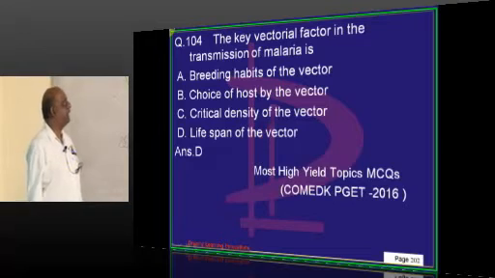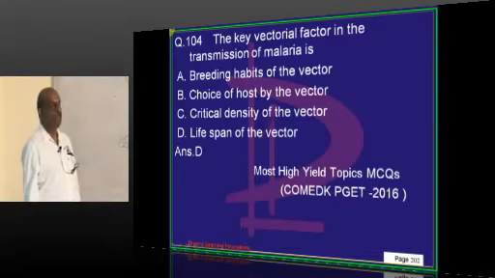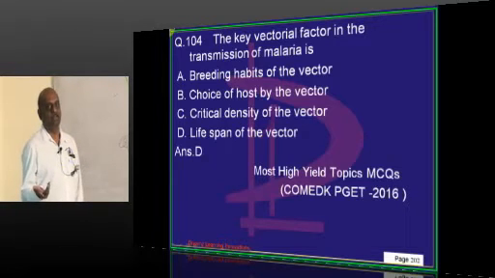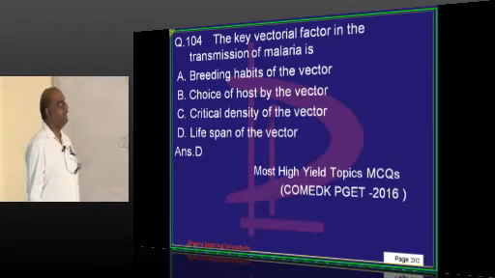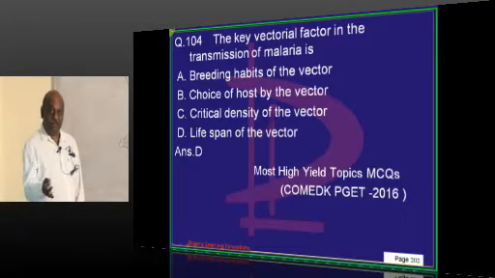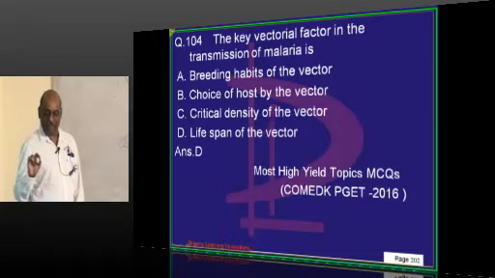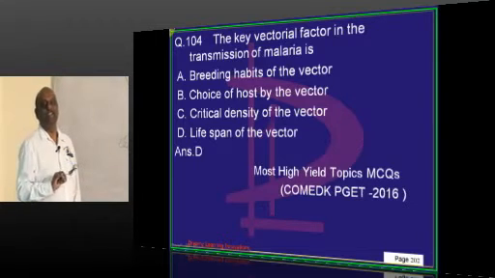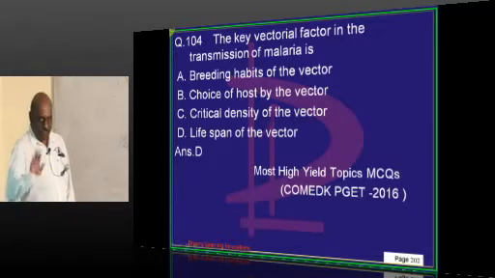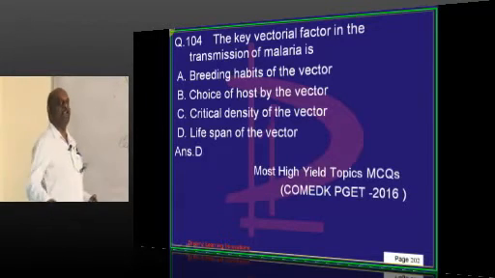What about A? Breeding habits. Yeah, breeding habits are also a factor. But the key factor, you get it written in SPM, it is written there. Key vectorial factor is the longevity. If the mosquito's longevity is more, then our longevity will be less. There is an inverse relationship.